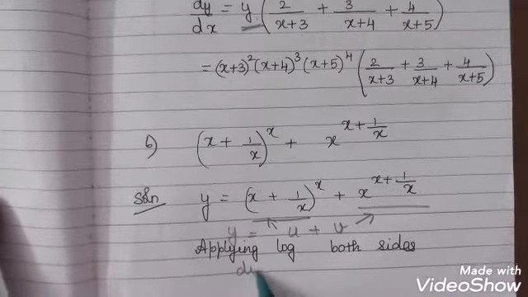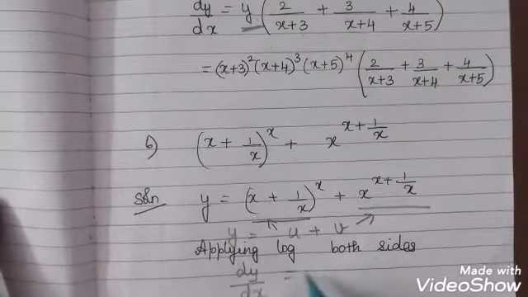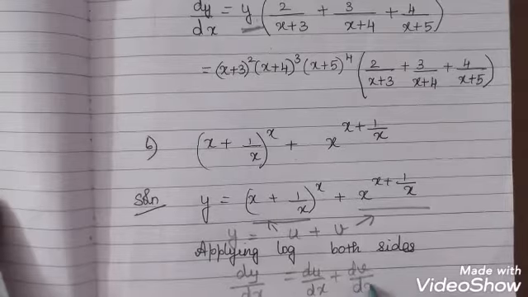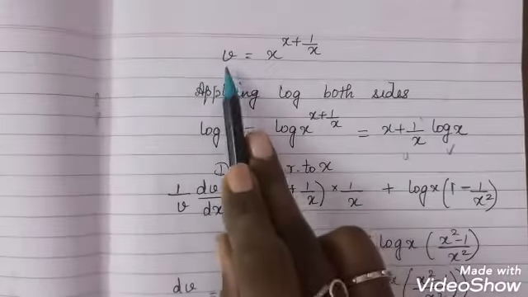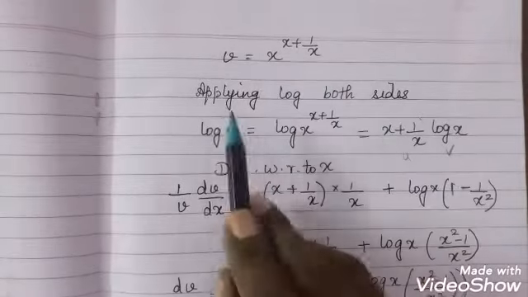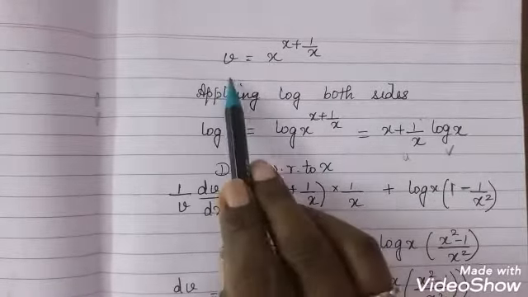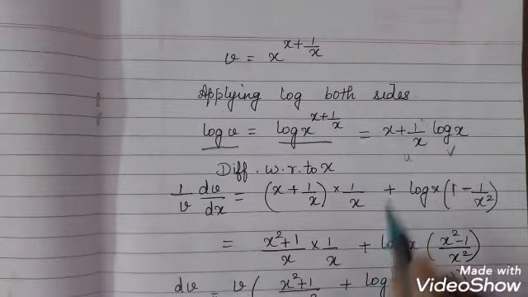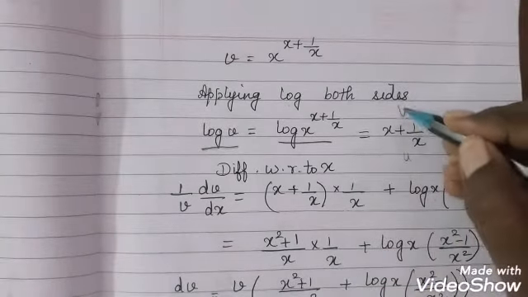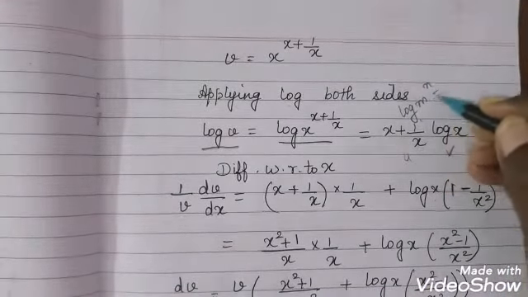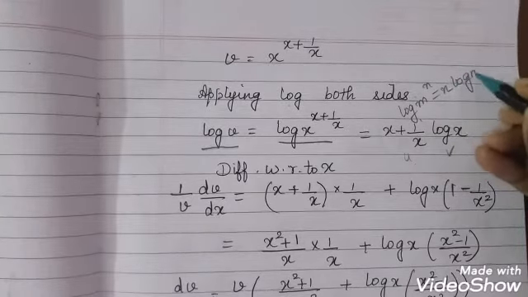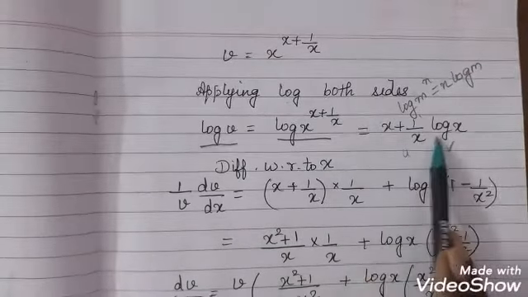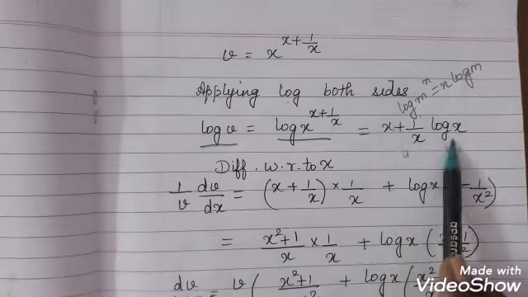So how do I write my dy/dx in this case here? dy/dx is equal to du/dx plus dv/dx. This is what you have here. So here your v is equal to x^(x + 1/x), applying log both sides. So when I apply log both sides, what will I get? Log v is equal to log x^(x + 1/x). So here, again I will be using the logarithmic power rule: log of m^n is equal to n log m. So how do I write this? You can write it as (x + 1/x) into log x.